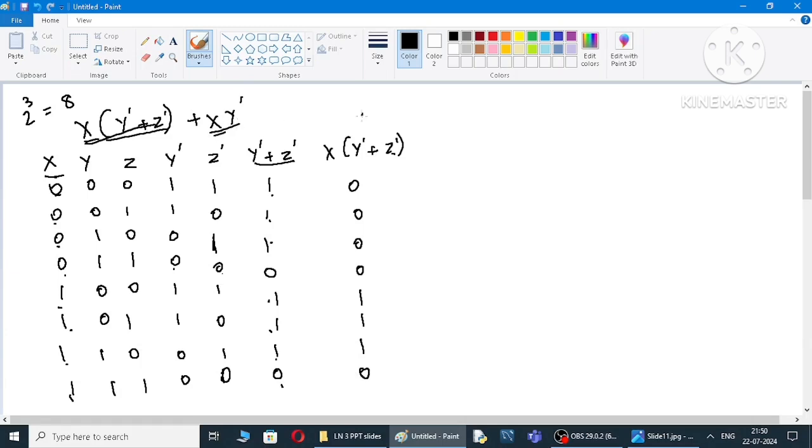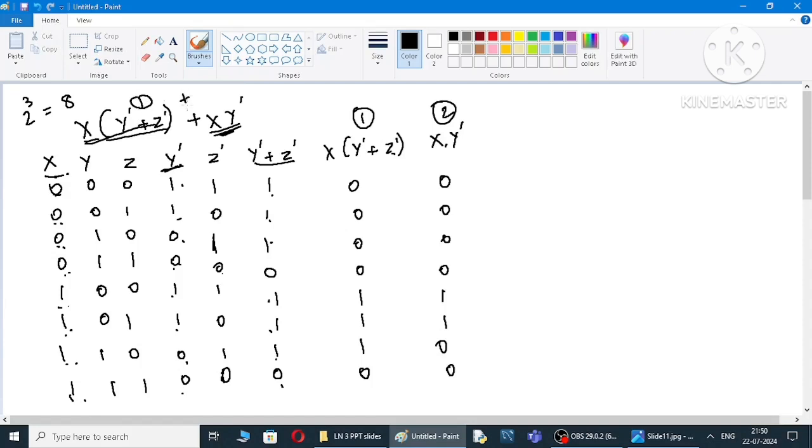Now you have to keep this as expression 1. This is x into y bar. Where is x? Here. Where is y bar? Here. So x into y bar. So 0 into 1, 0 into 1, 0 into 0, 0 into 0. All 4 are zeros. 1 into 1, 1 into 1, so 2 1s. Then 1 into 0, 1 into 0, so 2 zeros here. Now keep this as 2.